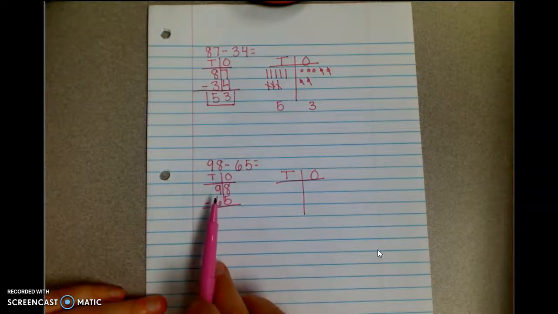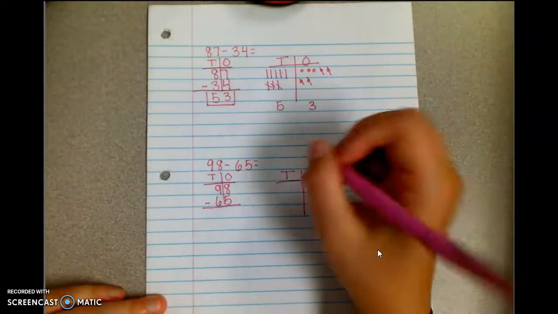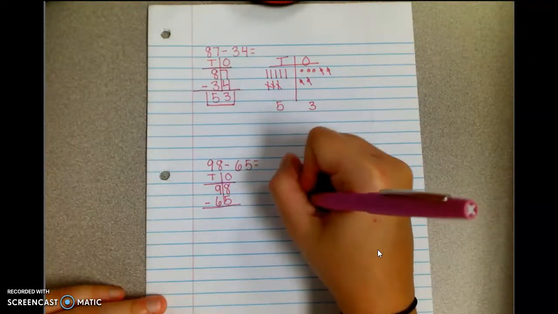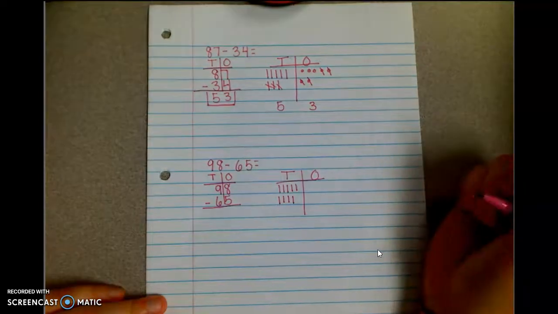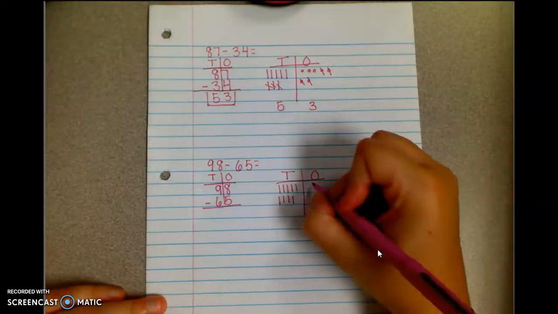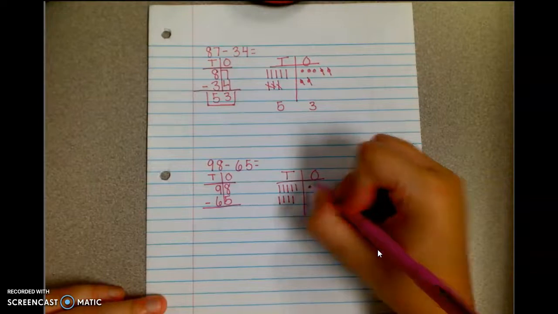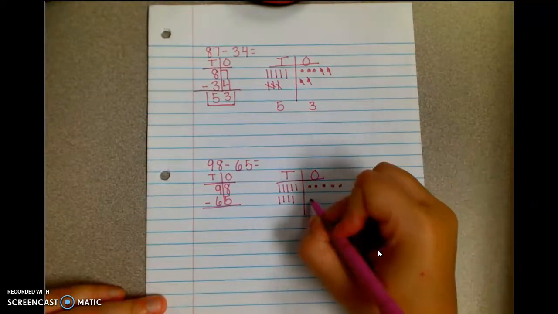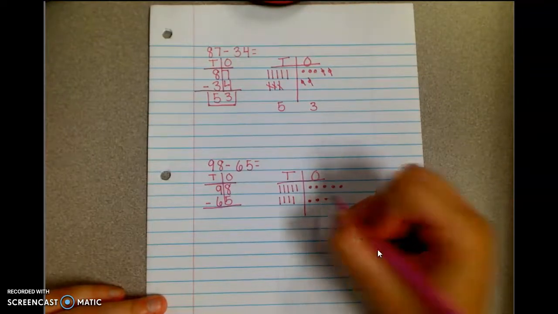So I have 9 tens, so I need 9 10 rods. 1, 2, 3, 4, 5, 6, 7, 8, 9. And I have 8 ones units, so I need to draw 8. 1, 2, 3, 4, 5, 6, 7, 8.